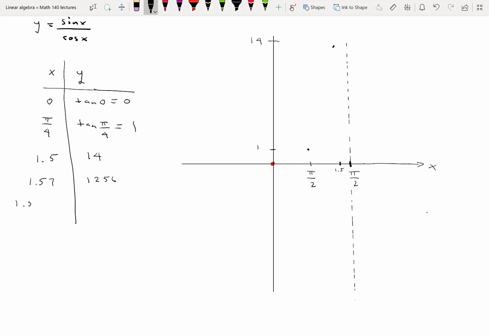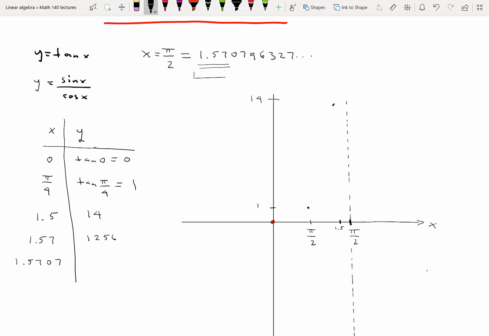Well, let's keep this going. Let's let x get even closer to pi over 2. Let's let x equal the first 4 decimal places of pi over 2.